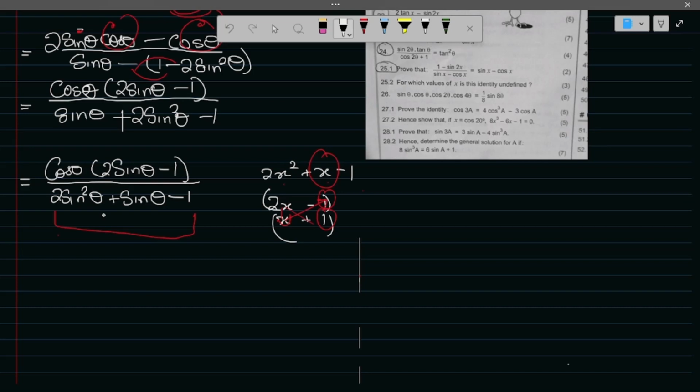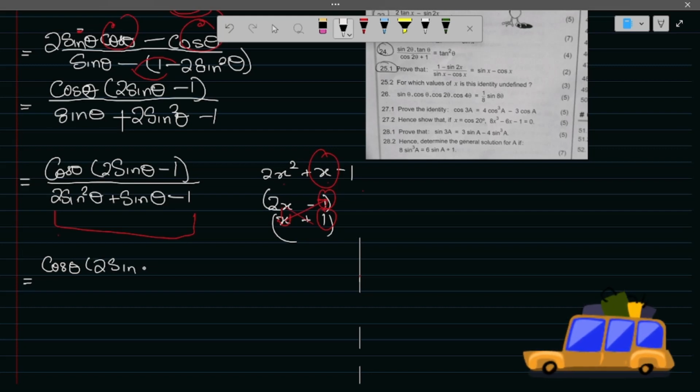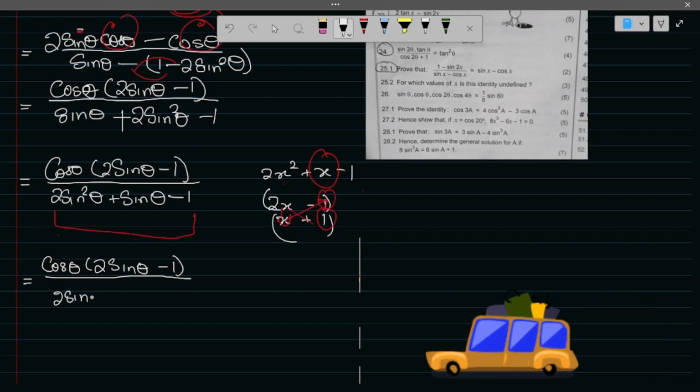Right. Let's solve it, guys. So in this instance, it's going to be cos theta, 2 sine theta minus 1, all over 2 sine theta minus 1, and then sine theta plus 1, right?